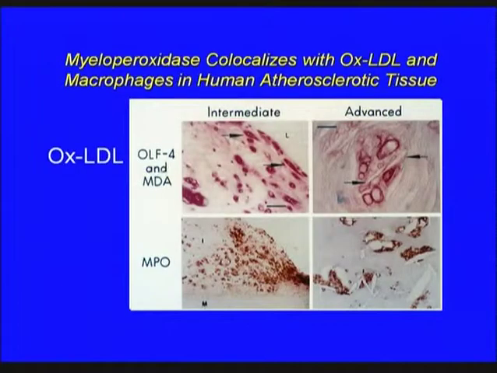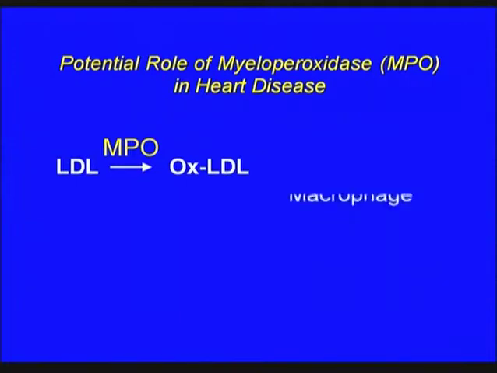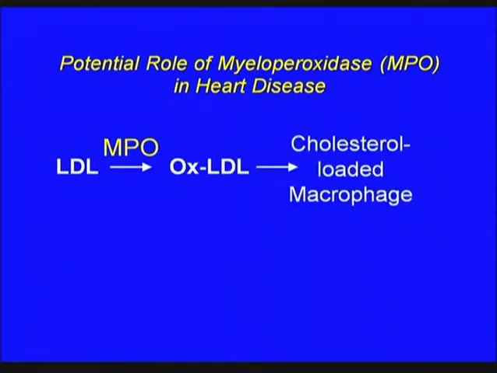So this is demonstrating the staining for oxidized LDL in the top and for myeloperoxidase in the bottom. Okay, so the notion would be then that MPO has a critical role in modifying LDL to a form that can bind to scavenger receptors and promote foam cell formation. And all of these events have been mimicked in the test tube using LDL and myeloperoxidase in macrophages.